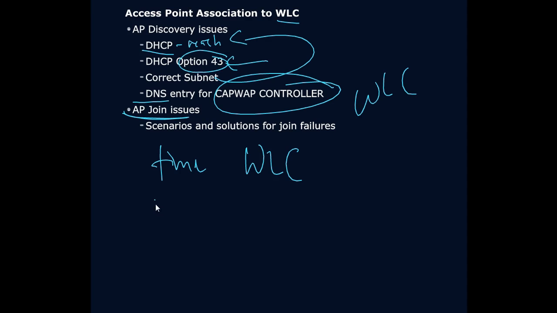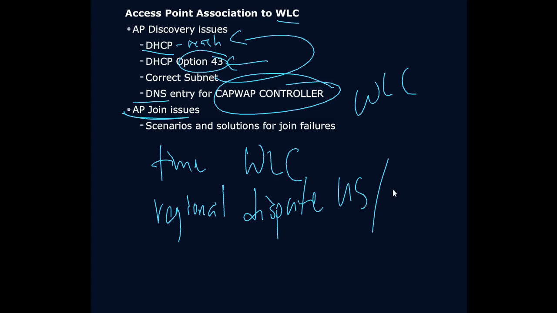Another thing that can happen is regional dispute. And I don't mean this as in an actual regional dispute, but if your AP believes it is in the region of the United States and your wireless LAN controller believes it's in Asia, well, those are completely different regulatory bodies. So the wireless LAN controller will not be able to join the AP.